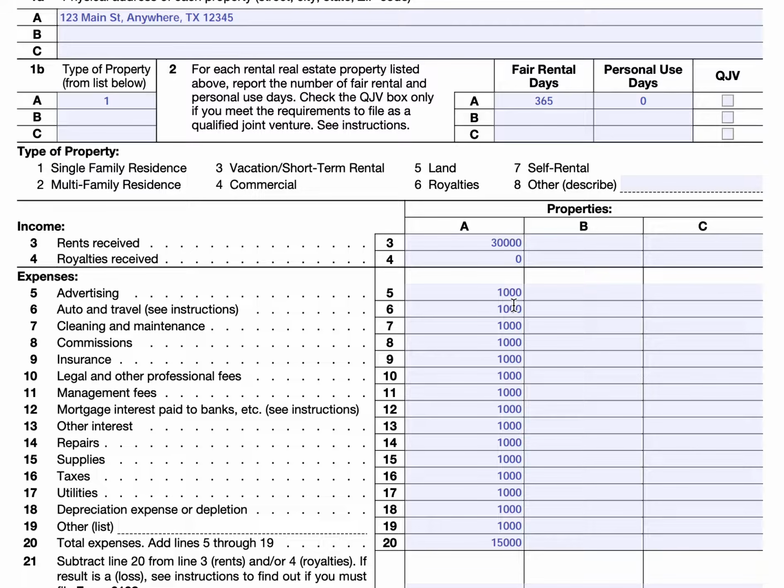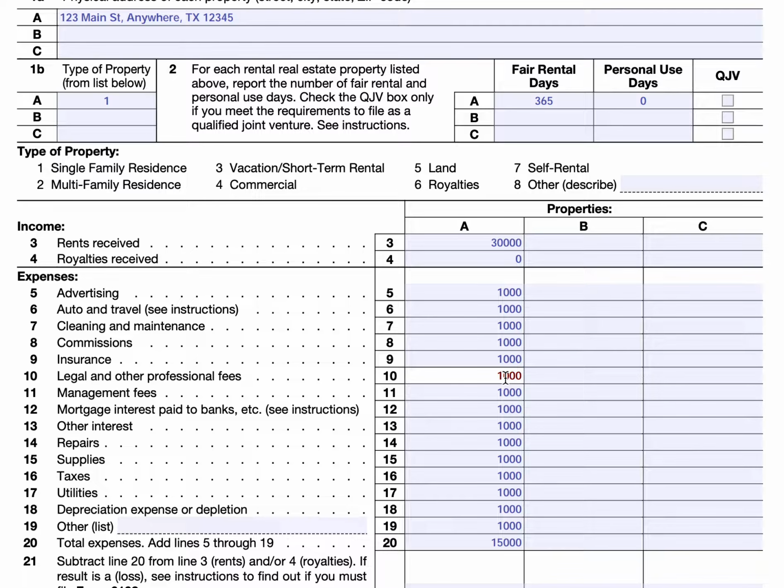In line 7, you would enter any cleaning and maintenance that was related to each rental activity. In line 8, any commissions that you would have paid to real estate agents or other professionals that operate on a commission. Insurance, you would enter any insurance costs.